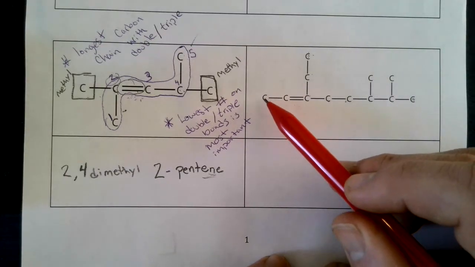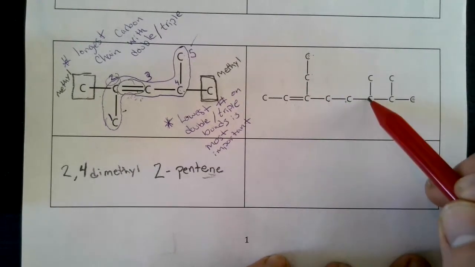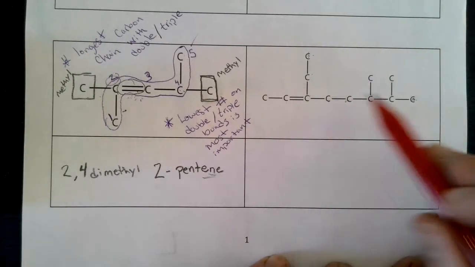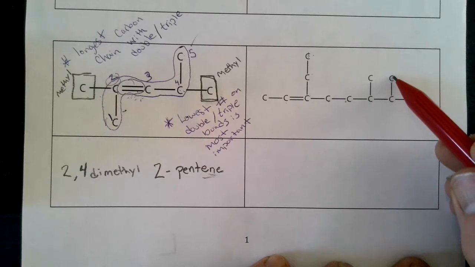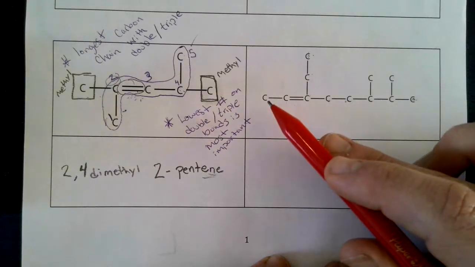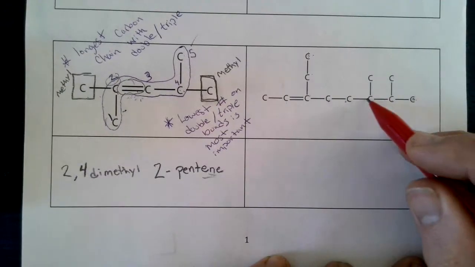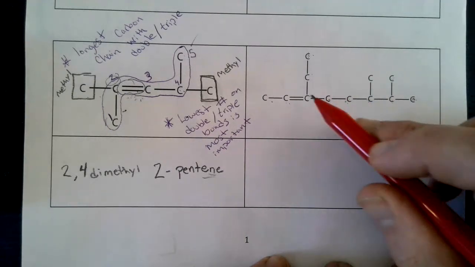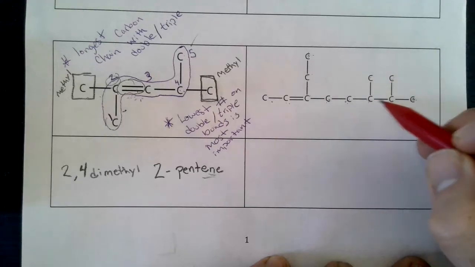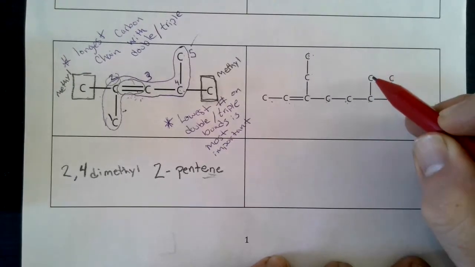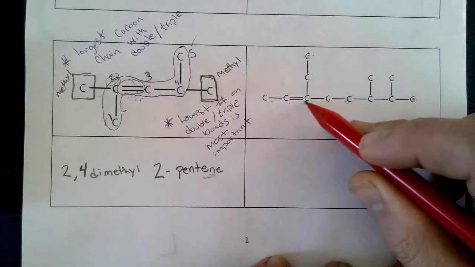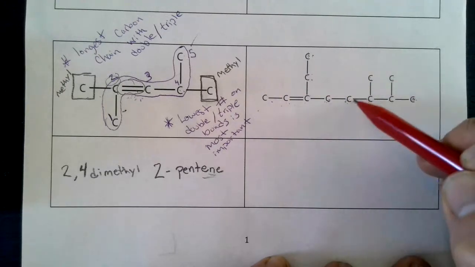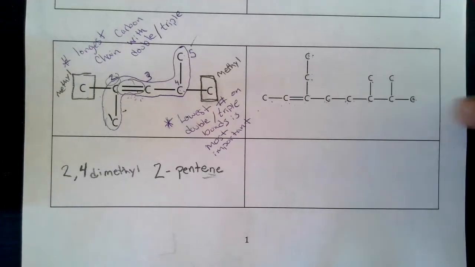But if I do this way, 1, 2, 3, 4, 5, 6, 7, 8, I also have an 8 carbon chain straight across. If I start from here and go to here, 1, 2, 3, 4, 5, 6, 7, 8. Trying other paths: 1, 2, 3, 4, nope. 1, 2, 3, 4, 5, 6, 7, nope. So the longest carbon chain is a straight shot.